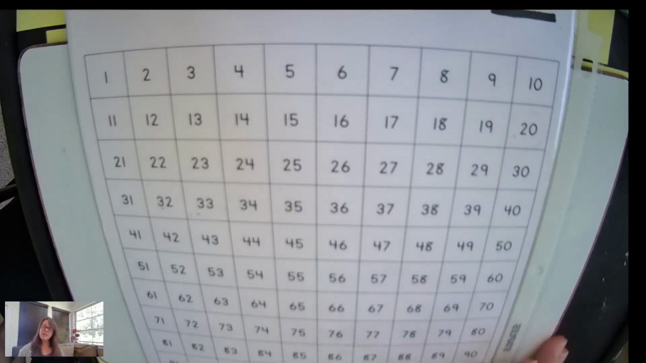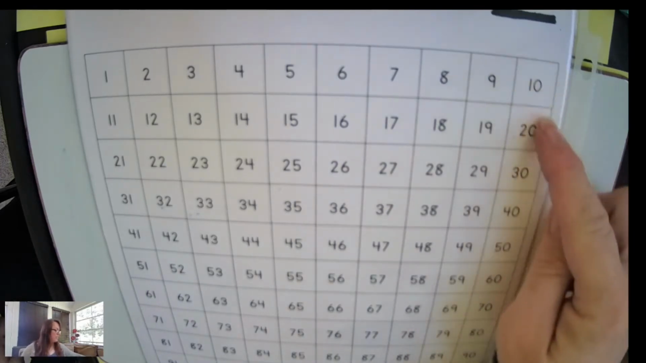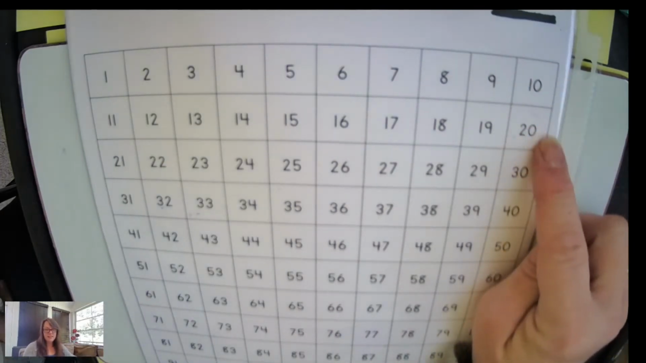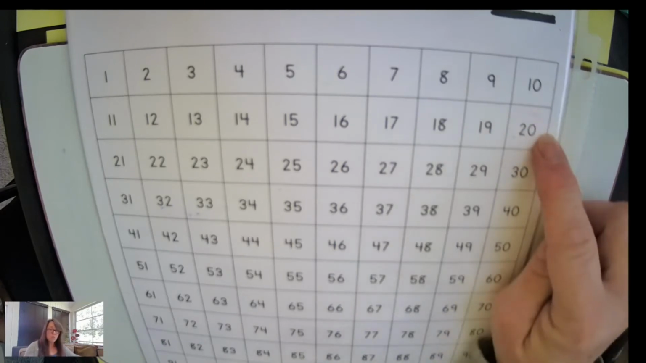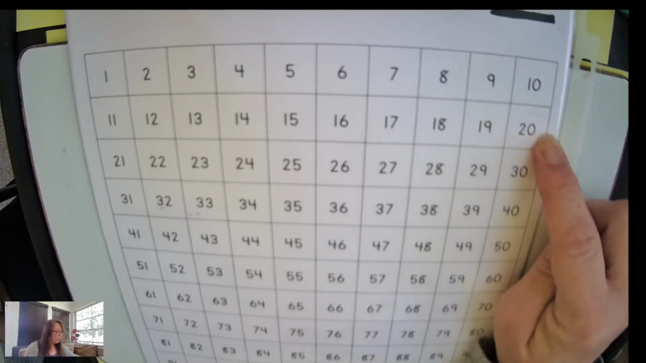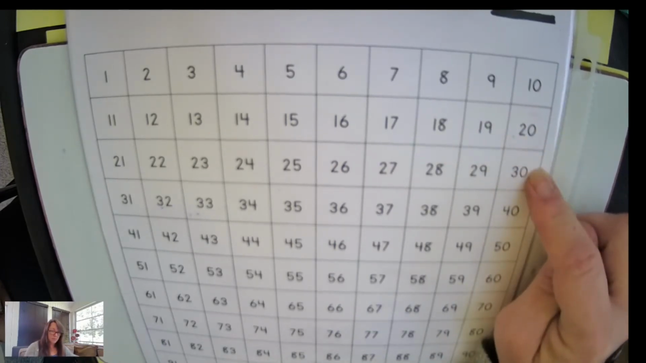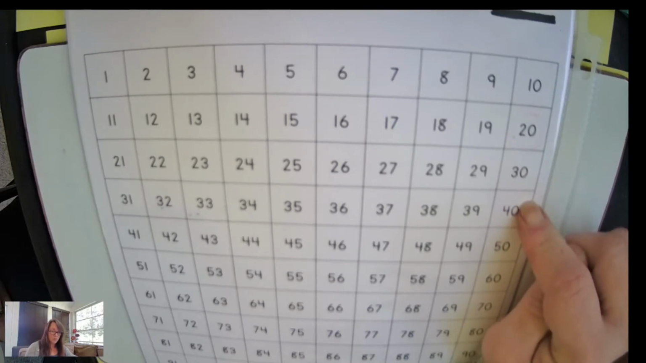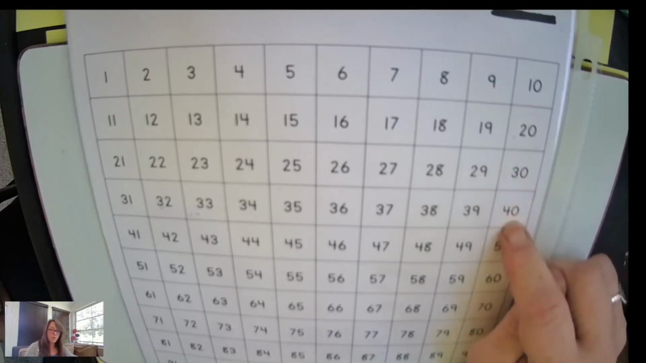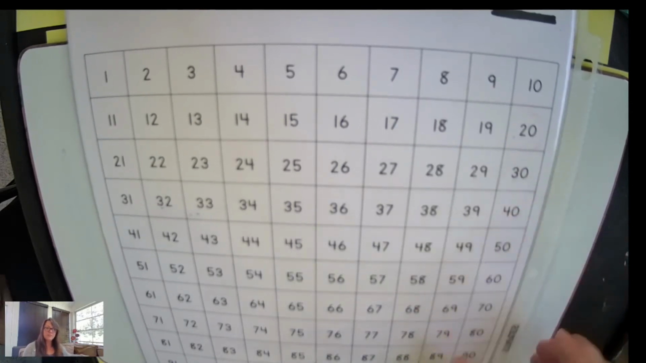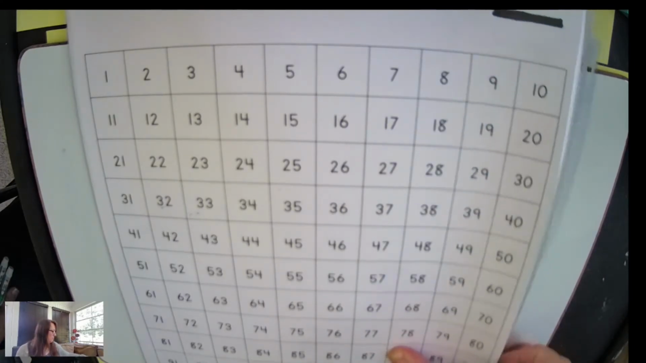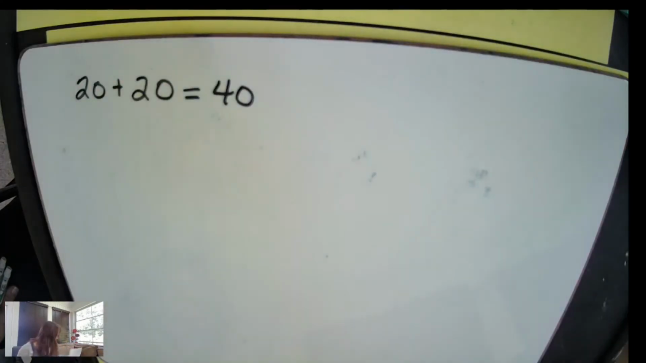All right, so Sarah says that she was just thinking about counting by tens, and she said 20 plus 10 more, 20 more, is 40. Very good. Let's look at another one. Ready?